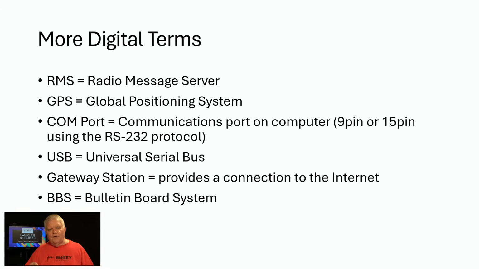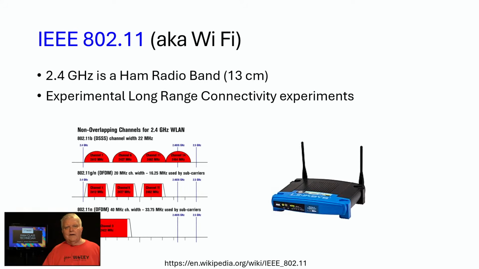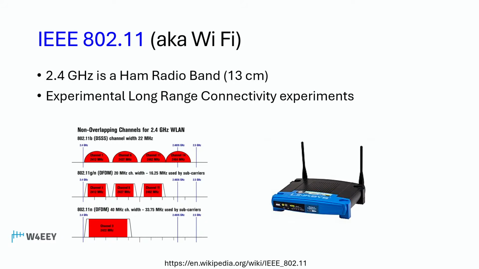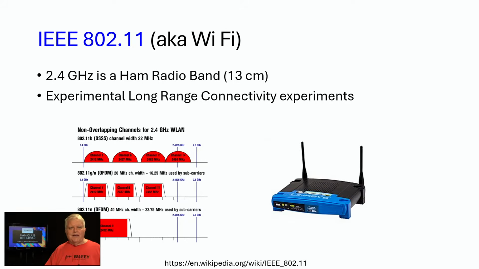Did you know that you have a digital signal going on in your house probably 24 hours a day? Wi-Fi. IEEE 802.11, also known as Wi-Fi, is operating probably on your home router for the internet on the 2.4 gigahertz band. That's 13 centimeters. That's the 13 centimeter ham band.